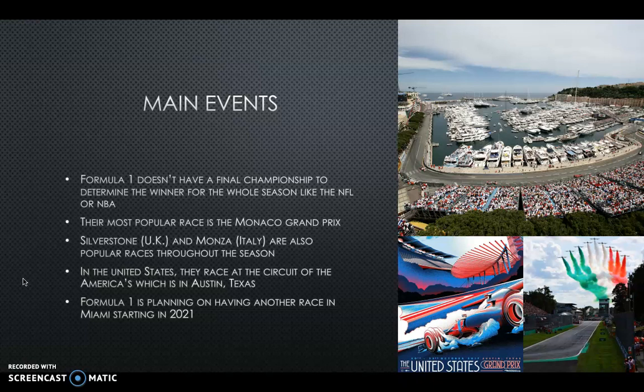Silverstone and Monza are also very popular races because Monza is in Italy, and that's the home of Ferrari, and Ferrari is probably the biggest F1 team. And then Silverstone is where it started, and that's where it has one of the biggest followings. In the United States, they race at the Circuit of the Americas, which is in Austin, Texas. And in 2021, they're planning on having an event in Miami, but as of now, they aren't sure if it's going to be ready by then or not.